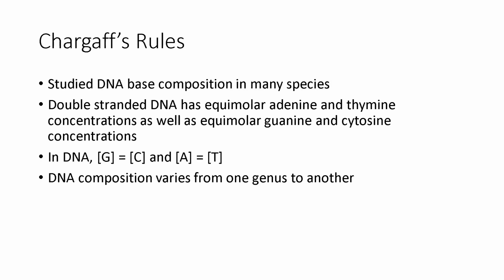In the 1940s, Erwin Chargaff analyzed DNA base composition from different species. He found that adenine always equals thymine and guanine always equals cytosine in double-stranded DNA. These relationships are known as Chargaff's rules: G equals C and A equals T. This discovery was key in helping Watson and Crick build the correct DNA model.